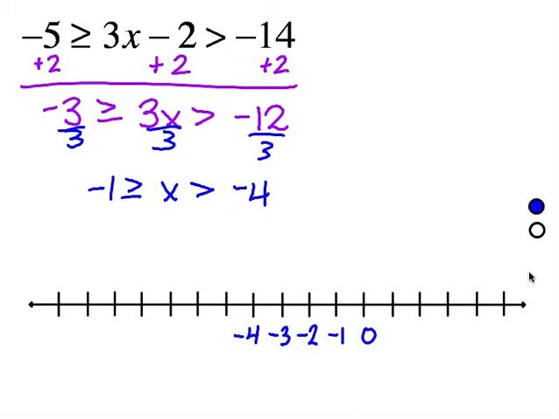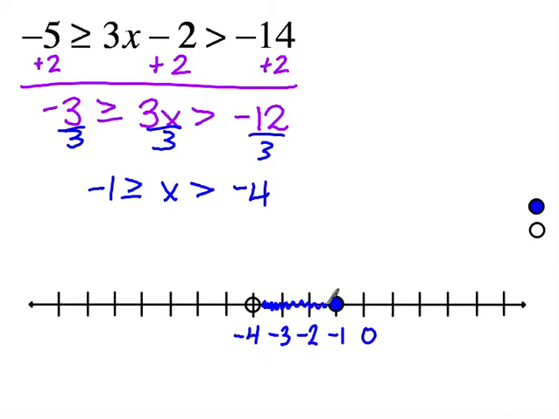Okay, well then for the next one we put a closed circle on -1. There we go. Open circle on -4. And so then I'm going to go ahead and shade in between.